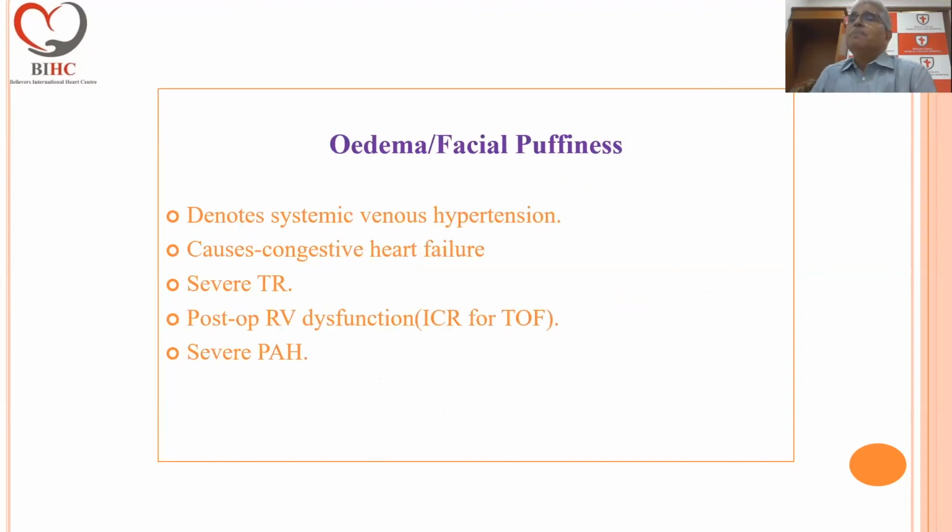Edema and facial puffiness in a child, in an infant usually, denotes systemic venous hypertension. And the cause is congestive heart failure or severe tricuspid regurgitation in a postoperative child, like tetralogy repair, where there's a severe RV dysfunction. It can be a cause for facial puffiness. Severe pulmonary arterial hypertension can also be a reason for RV dysfunction.